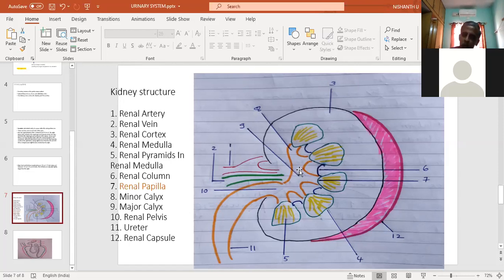Both the minor calyx and the major calyx have a property called peristalsis. That means it is smooth muscle, and continuous rhythmic contraction and relaxation will be there. This rhythmic contraction of the minor calyx and major calyx is due to activation by the parasympathetic nervous system.